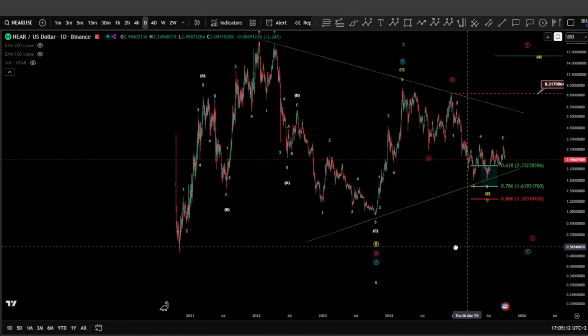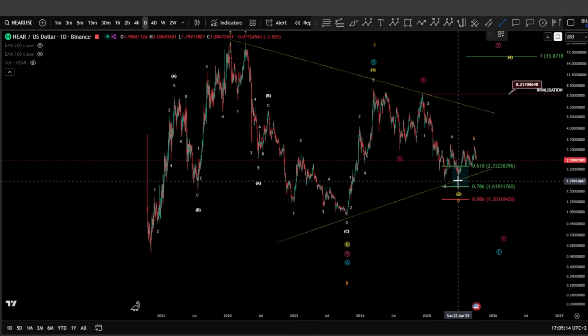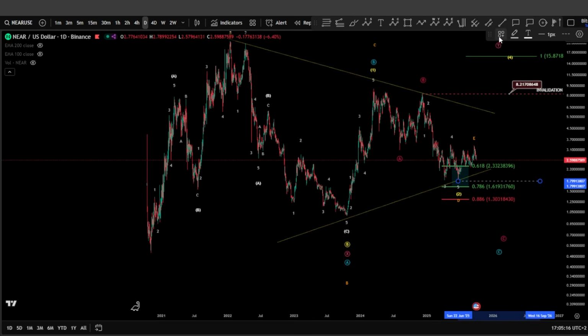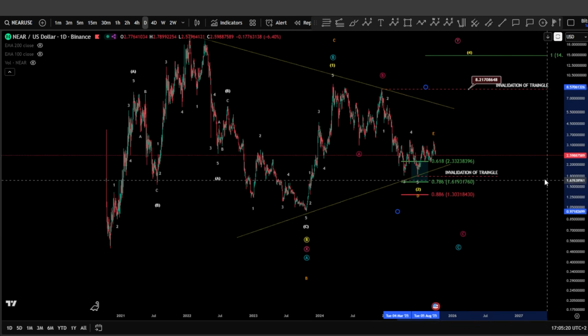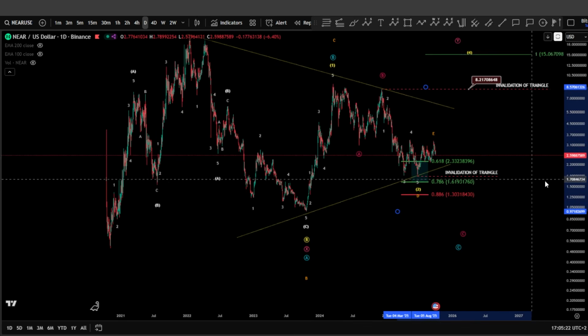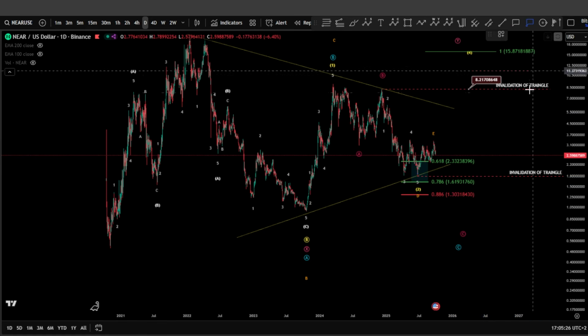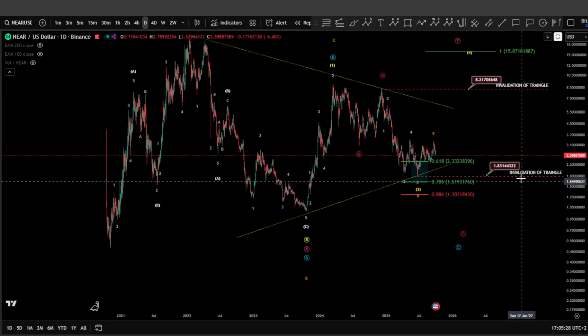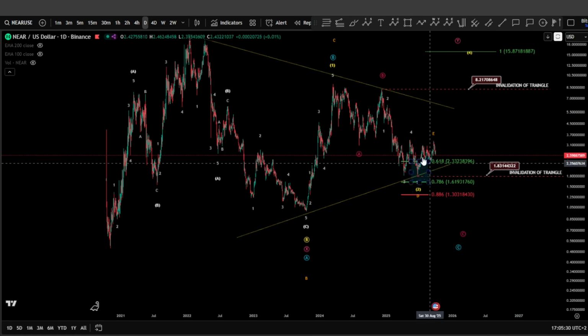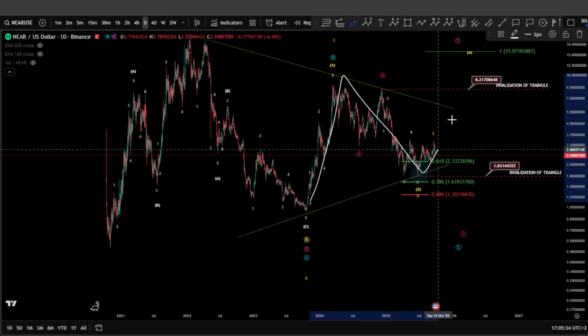Meaning, of course, you might simply drop down. So invalidation for this triangle, of course, is taking this low over there. So this is invalidation of the triangle. It might be a signal for much lower prices. Okay, so we've got to be careful with it. Let me check. Okay, so the target is, yeah, 1.83.